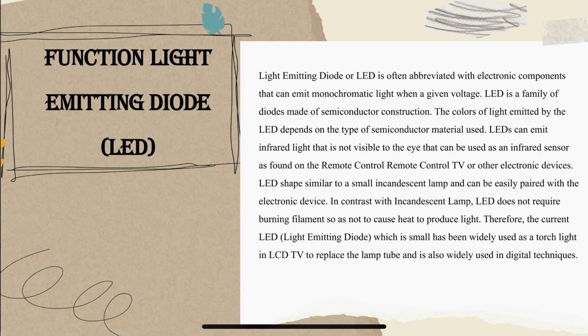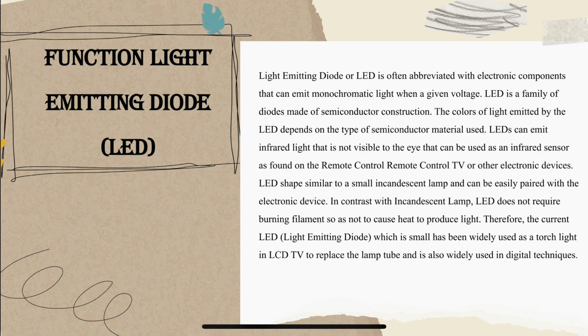LED can emit infrared light that is not visible to the eye, which can be used as an infrared sensor, as found on the remote control of a TV or other electronic device. LED has a shape similar to a small incandescent lamp and can be easily paired with an electronic device.